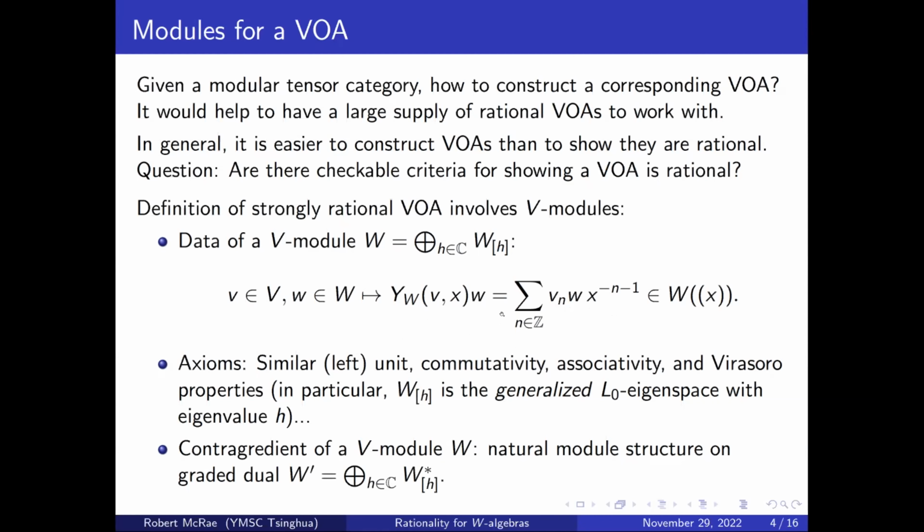I would like to mention in particular that the degree h subspace of a module is an L0 eigenspace, but in general we allow it to be a generalized L0 eigenspace. L0 may not act semisimply on a V-module, not necessarily. And this seems to be a good point to mention contragradient modules. If you have a module W, then you can take the graded dual vector space, and that has a natural structure of a V-module.